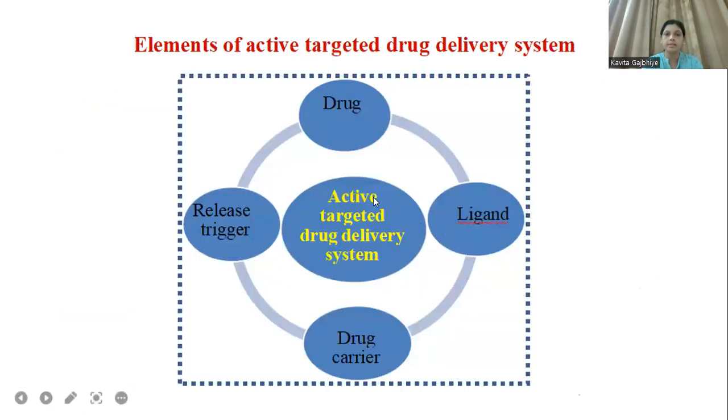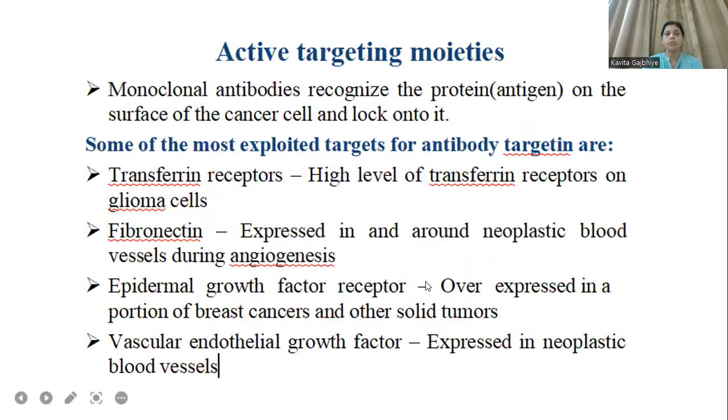So here are a few elements like drug, ligand, drug carrier, and release trigger, useful for the formulation or preparation of an active targeted drug delivery system. Now, a few examples of active targeting moieties. Monoclonal antibodies are the best example, and also transferrin. Some of the most exploited targets for antibody targeting are the transferrin receptors, which are highly overexpressed in glioma cells.